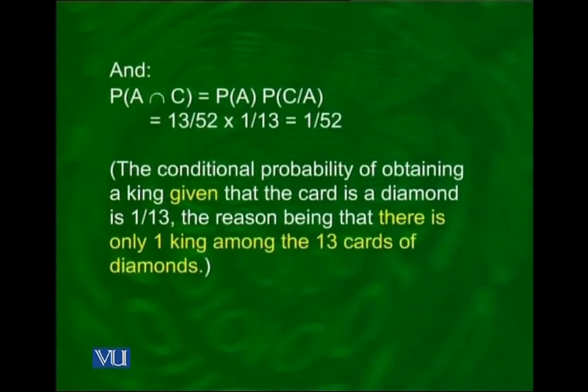What about probability of A intersection C? It is equal to probability of A into probability of C given A. And what do we mean by C given A? Students, it means getting a king given that it is a diamond. तो ये तो ऑब्वियस है कि डायमंड के जो 13 पत्ते हैं उनमें से तो एक ही किंग होता है. Therefore the probability of C given A is equal to 1/13. Now substituting P of A equal to 13/52 and P of C given A equal to 1/13 in the formula of the multiplication theorem, we obtain probability of A intersection C equal to 1/52.